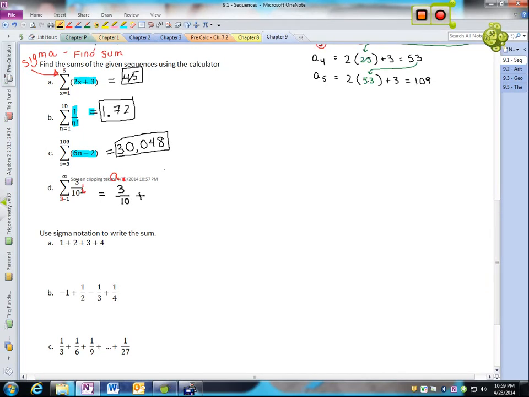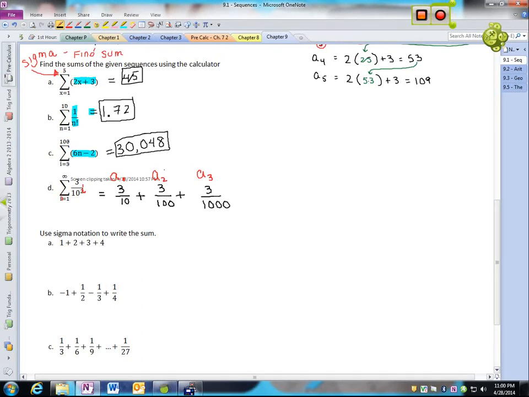Plus, because the sigma notation means I'm adding, so plus the second term, a sub 2. This time I'm plugging in 2 for i. So 3 over 10 squared is 3 over 100. Plus, find the third term, a sub 3, by plugging in 3 for i. So 3 over 10 to the third power is 3 over 1,000.